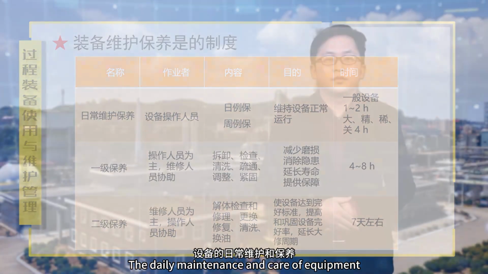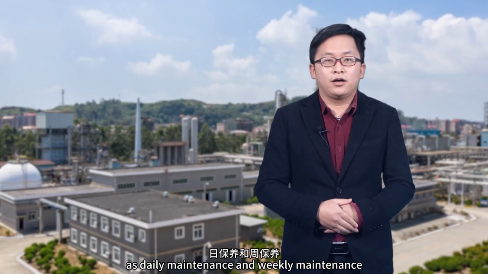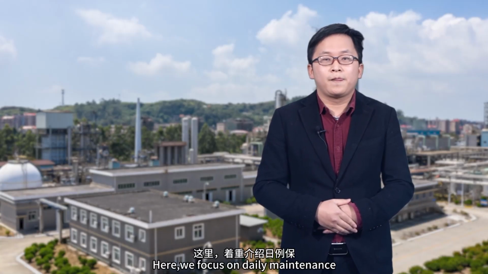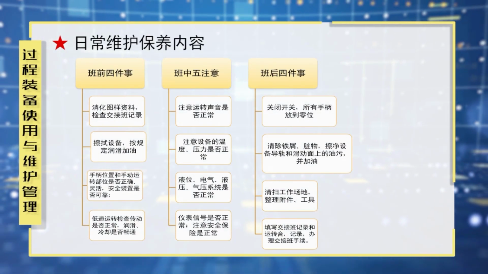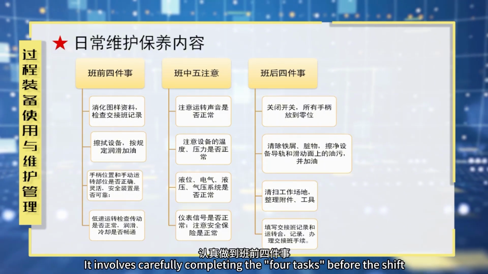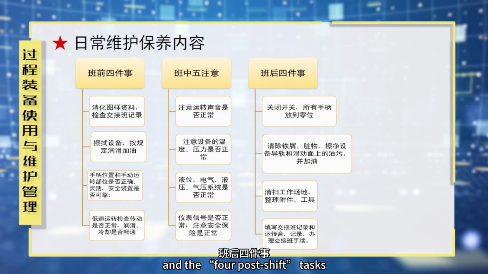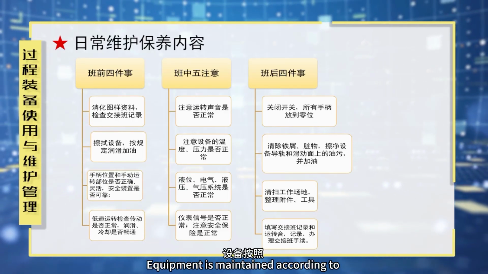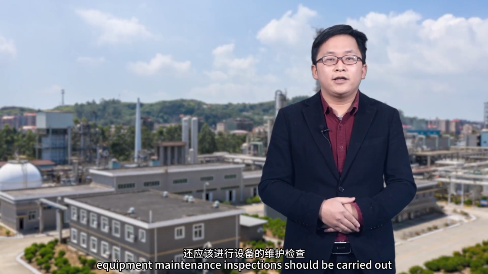The daily maintenance and care of equipment typically involves daily and weekly maintenance tasks. These are also referred to as daily maintenance and weekly maintenance. Here, we focus on daily maintenance. Daily maintenance is performed by the equipment operators during their shift. It involves carefully completing the 4 tasks before the shift, the 5 precautions during the shift, and the 4 post-shift tasks. Equipment is maintained according to the 3-level maintenance system. Additionally, equipment maintenance inspections should be carried out.